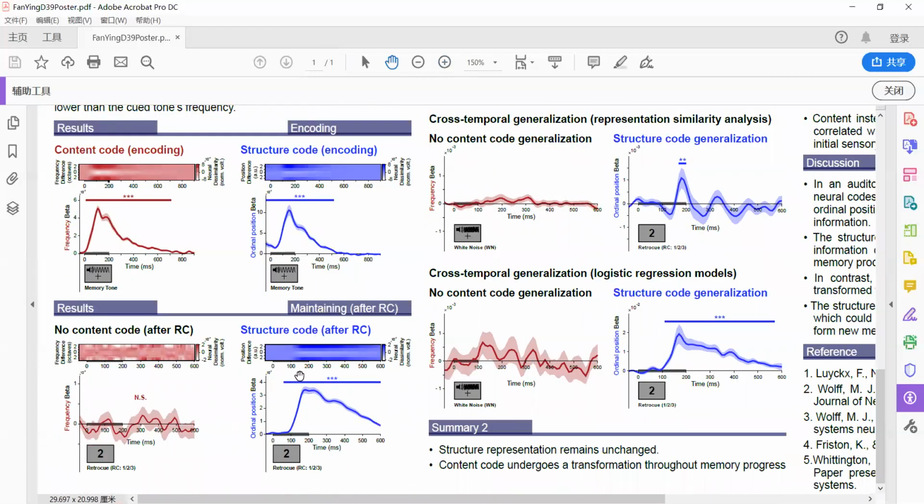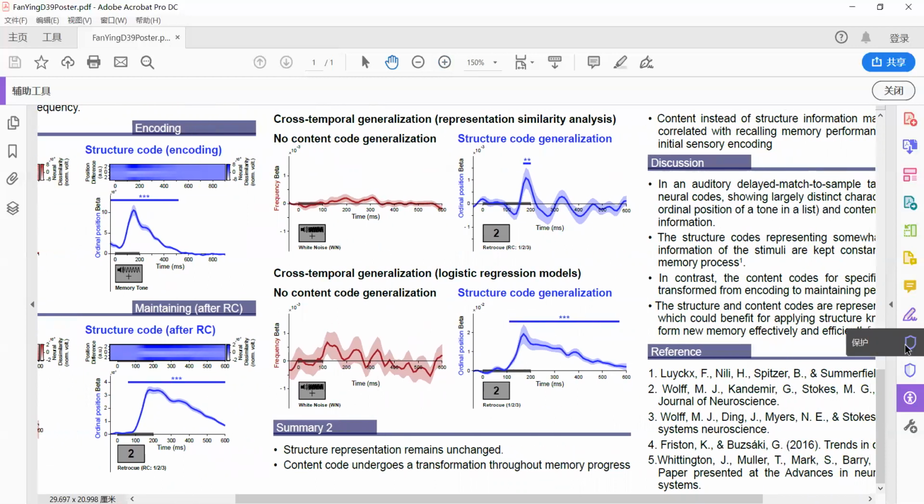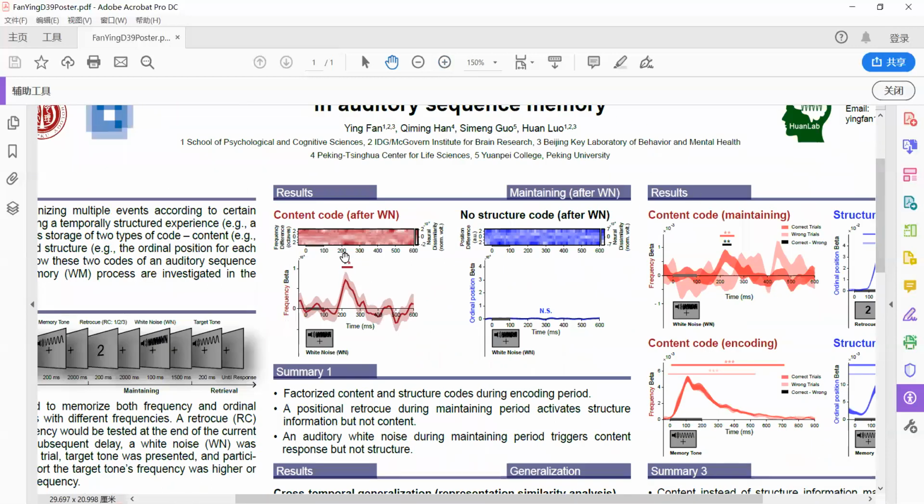So we can see there only exists a structure code after the retro cue, but not a content code. In contrast, there exists only a content code after the white noise, but not a structure code. So we observed a double dissociation of content and structure code during the maintaining period, which indicated these two codes are also represented in a factorized way during the maintaining period.